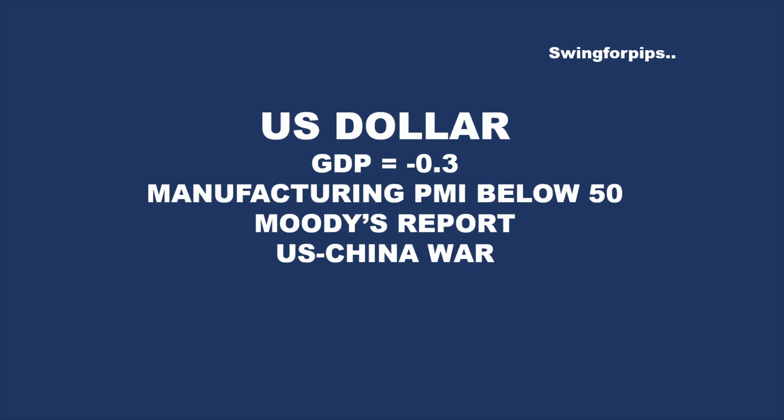The major indicators we're looking at right now are the GDP of the USD, which came out negative, below 0, and the manufacturing index that came out below 50. We know that once the manufacturing index comes out below 50, that's not good for the USD, so we'll be having negative reports coming out.